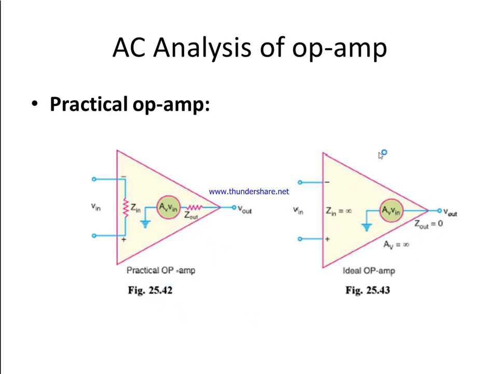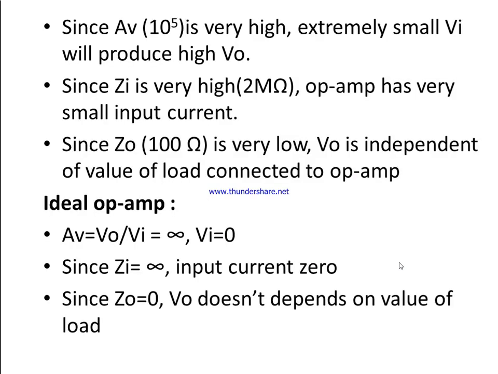Here Zout is very low, but here it is approximately 0. So in an ideal op-amp, the output impedance is 0. It means that the output voltage is totally independent of the load connected to the op-amp. It is independent of the load connected here. So this is the difference between a practical op-amp and an ideal op-amp.